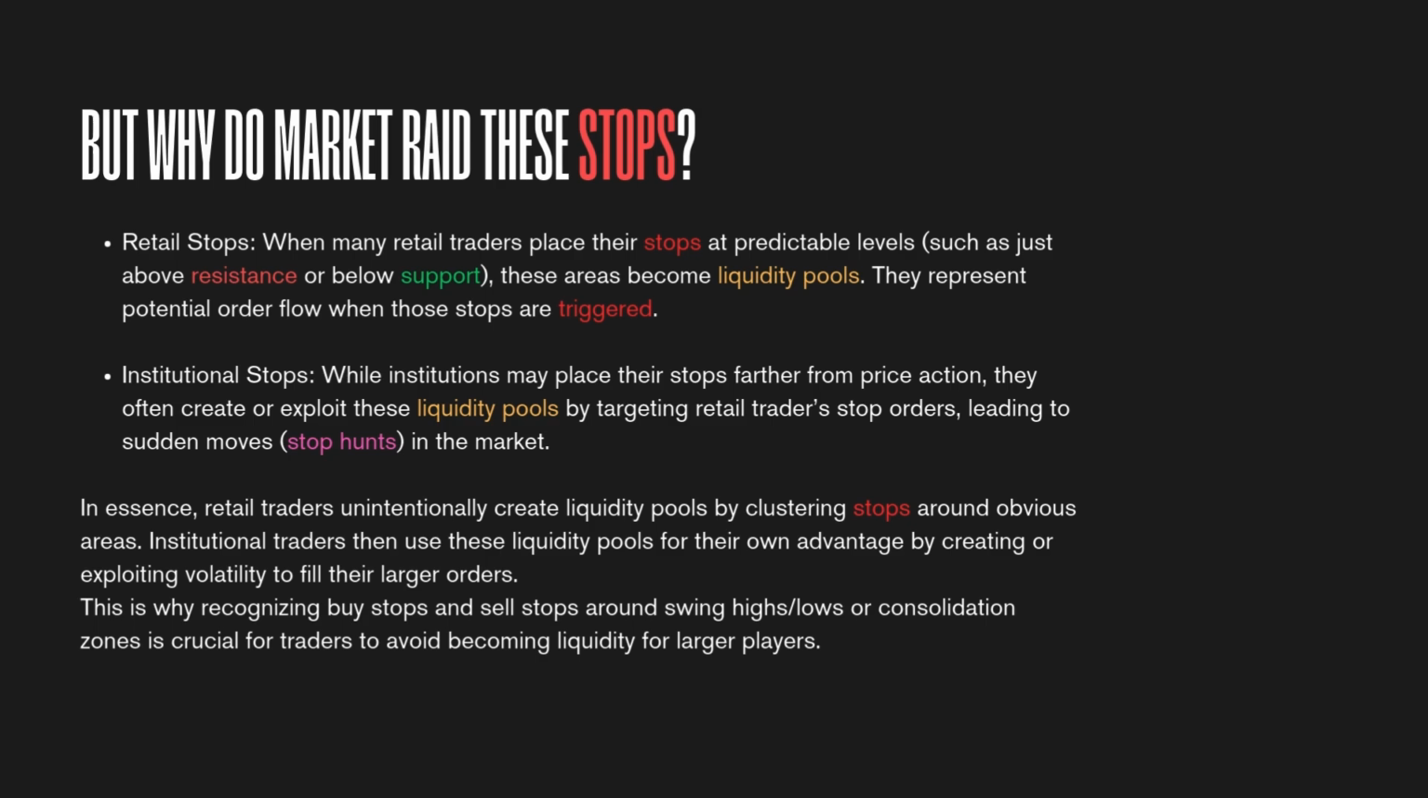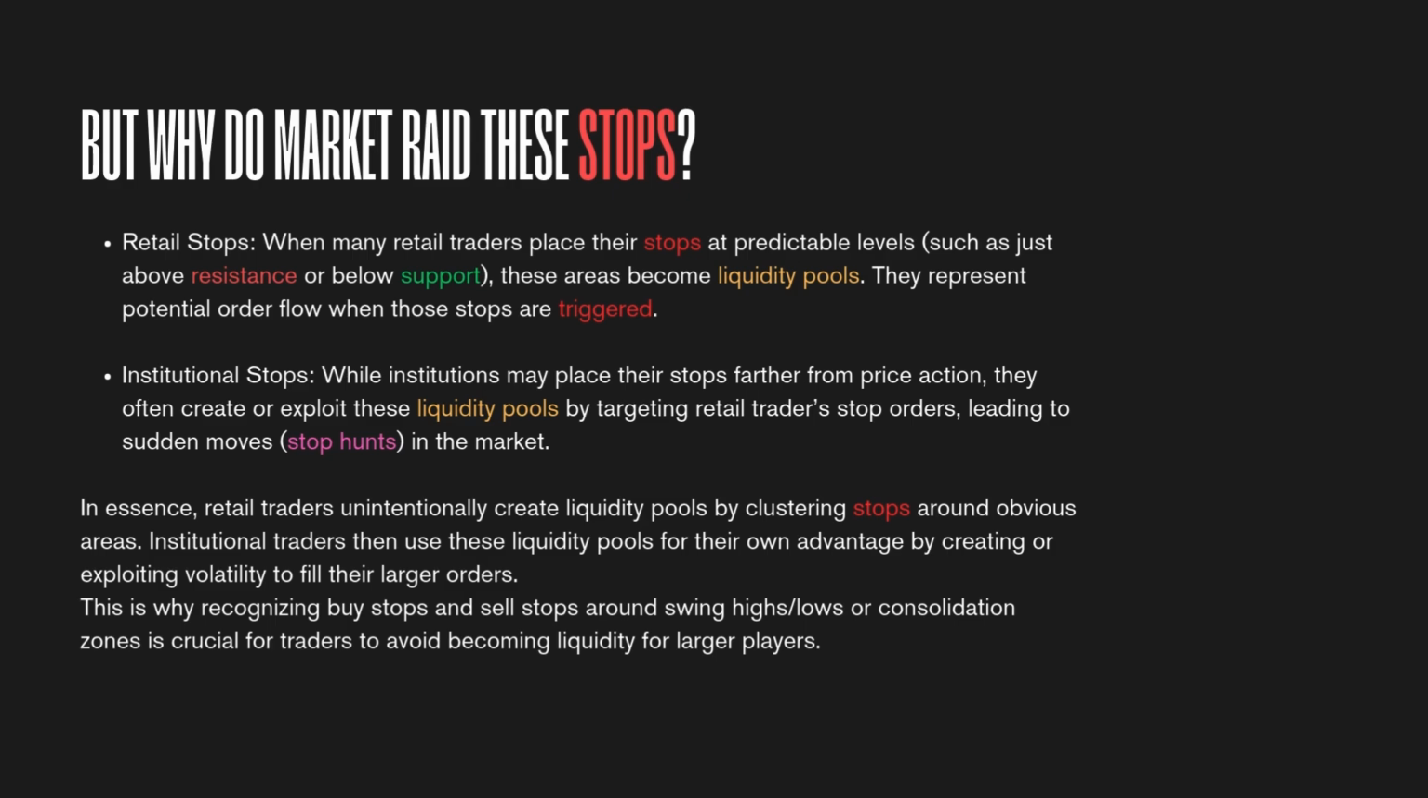Now, let's talk about why the market hunts these stops. You'll often hear traders complain that the market is out to get them, but it's not personal, it's just how liquidity works. There are two types of stops the market hunts. Retail stops, these are the easy targets. Retail traders tend to place stops at predictable levels like just below support or just above resistance. When many traders do this, it creates a pool of liquidity, which the market can exploit. When price hits these stops, it generates order flow, which helps move the market.